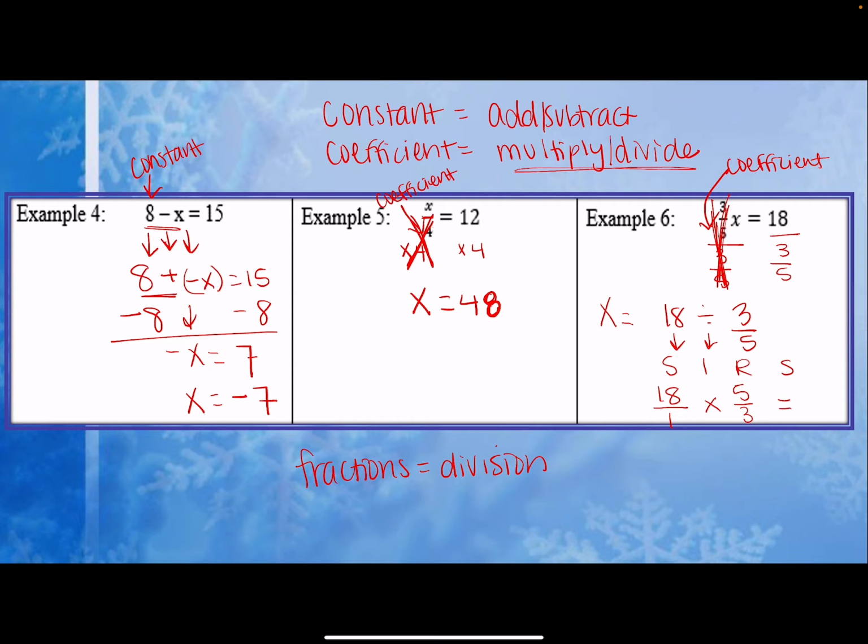All right. So 18 times 5 is 90. And 90 over 1 times 3, which is 3. Our answer is going to be 30. X is equal to 30 here. And that is all for our examples.